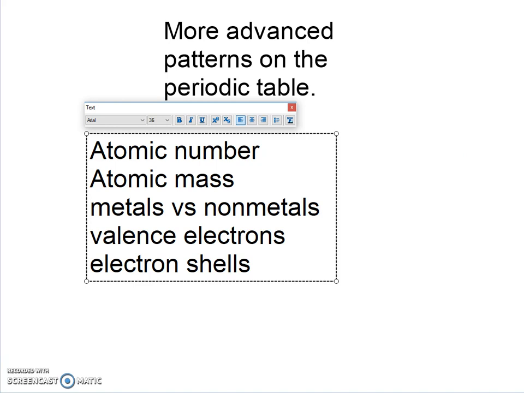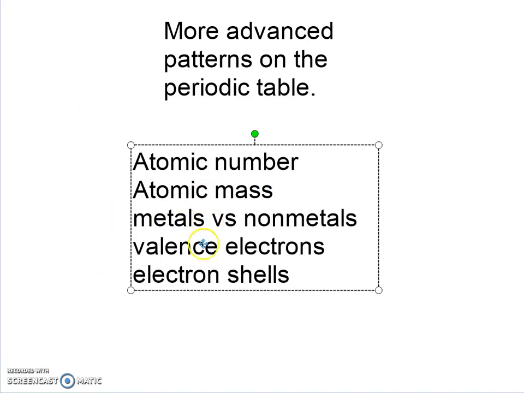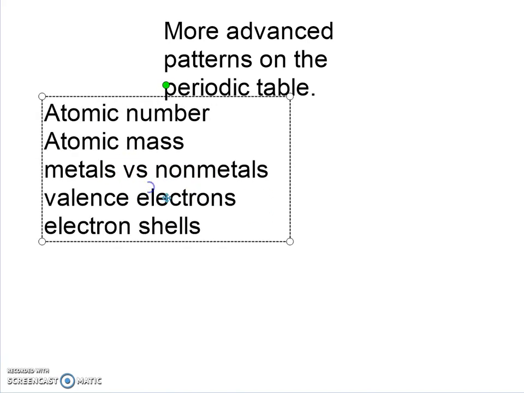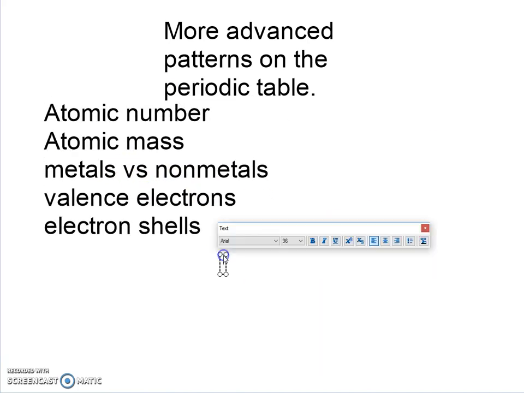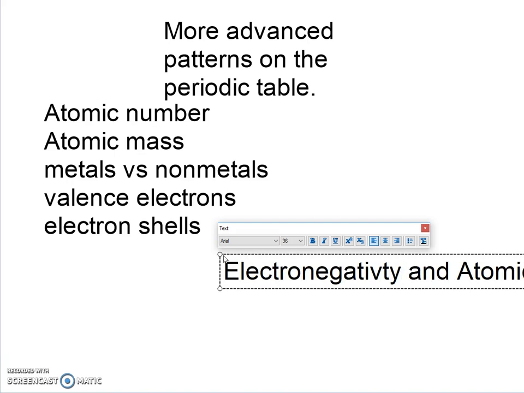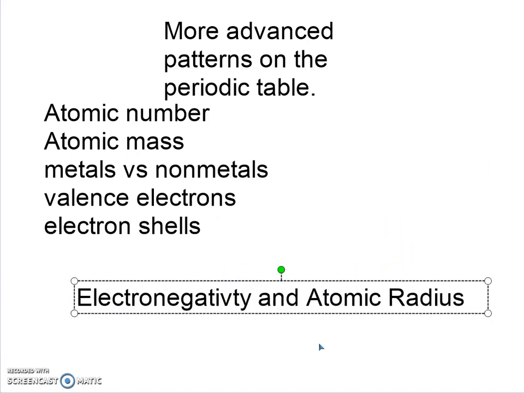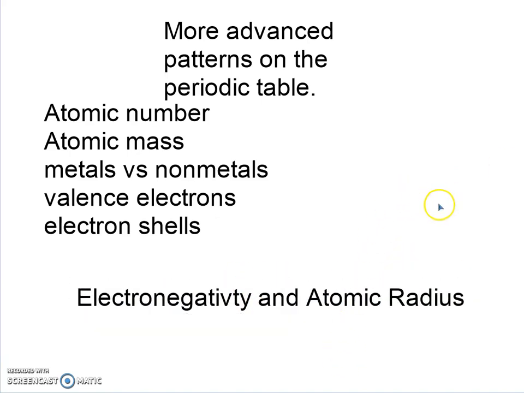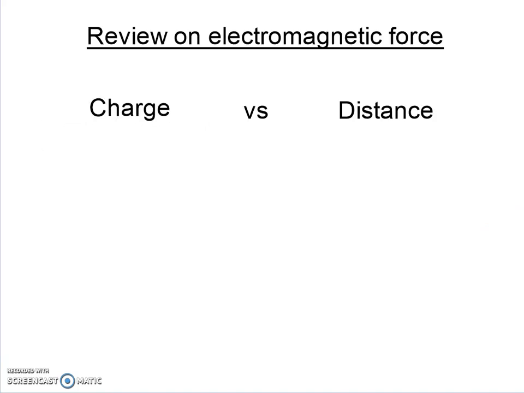You may know some other patterns as well, but these are the big ones, and a lot of these we'll actually mention in this video. But today, more advanced patterns we're going to learn are electronegativity and atomic radius. We'll define these terms first before we talk about how they're on the periodic table. But before we even do that, we're going to do some review on the electromagnetic force, because this is going to form the basis of how we understand this lesson.